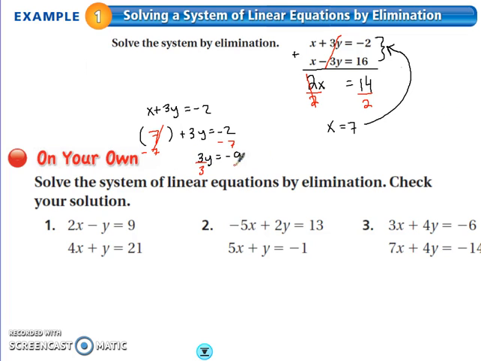Dividing by 3, I find that y is equal to negative 3. So my x value is 7 and my y value is negative 3. So the point of intersection is (7, negative 3).